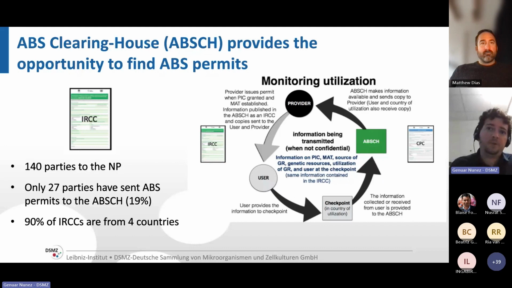At the same time, you know that there are 140 parties to the Nagoya Protocol. However, only 27 parties have sent ABS permits so far. And we found, using the information in the clearinghouse, that around 90% of the IRCCs are coming from just 4 countries. So this is the information that we have available, and we try to see what the trend is over time.